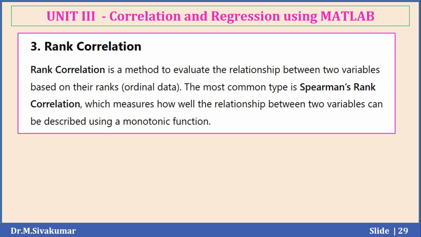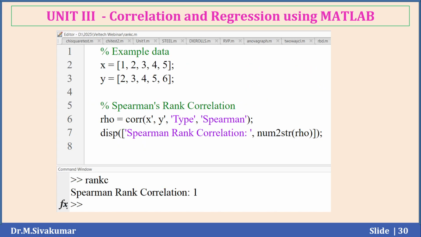And the final one is rank correlation. Rank correlation method is used to evaluate the relationship between two variables based on their ranks. First one is the original data. The most common type is Spearman's rank correlation, which measures how well the relationship between the two variables can be described using a monotonic function.